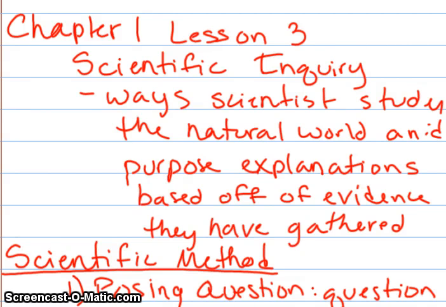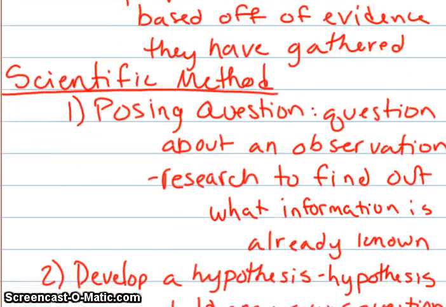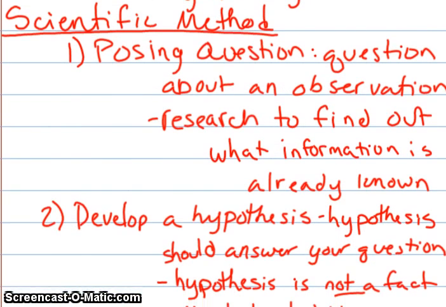Okay, these are the Chapter 1, Lesson 3 notes on scientific inquiry and scientific method. Scientific inquiry is the way scientists study the natural world and propose explanations based off of evidence they have gathered. The scientific method has 5 steps.